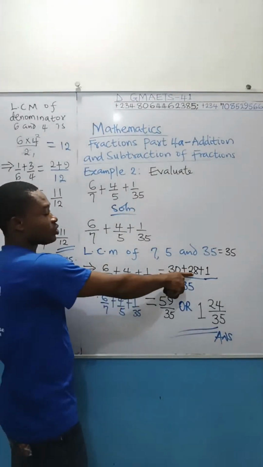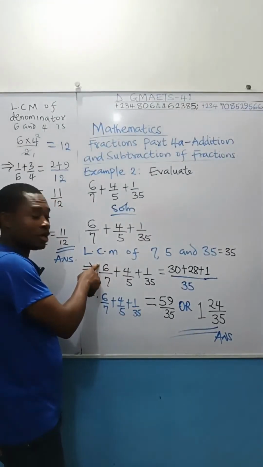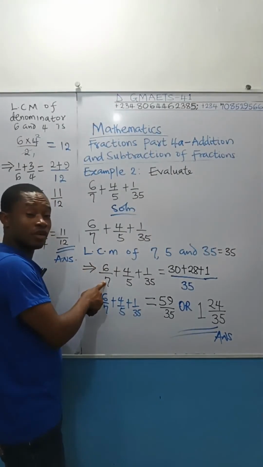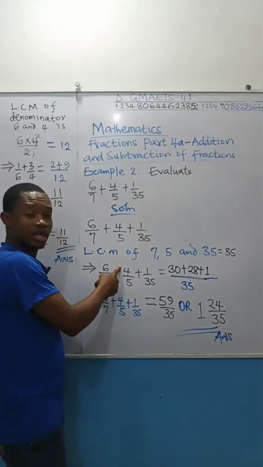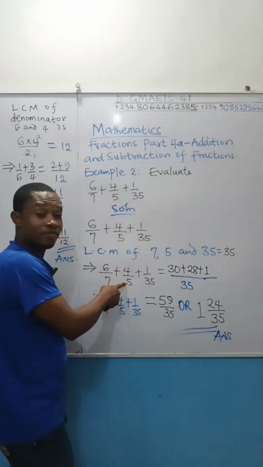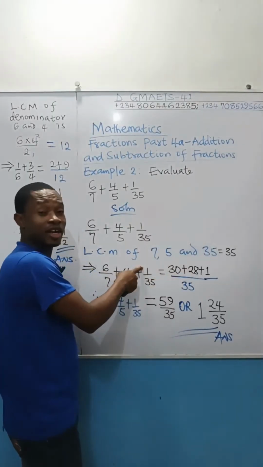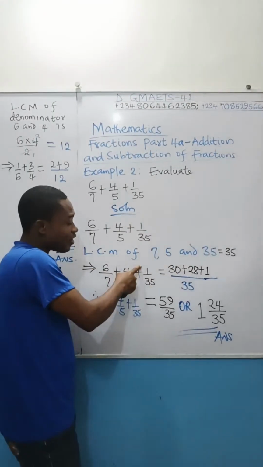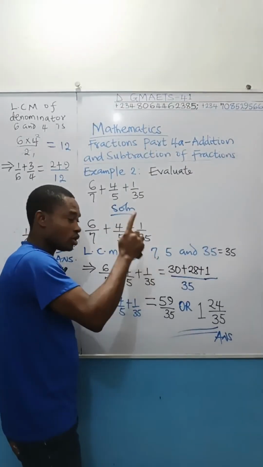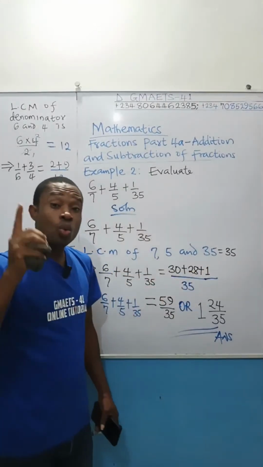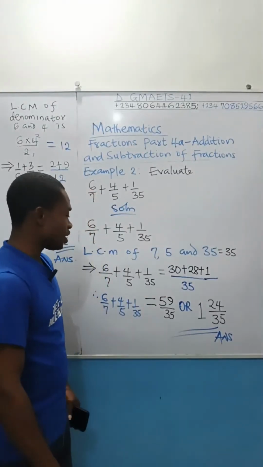Remember how I got this 30, 28, and 1? What did I do? This is the LCM, 35. I assumed it to be on top here. 35 divided by 7 will give you 5. That 5 will multiply 6, you get 30. Again, the LCM here, 35. 35 divided by 5, you get 7. 7 times 4, 28. Once again, this LCM 35, I assume it to be in the numerator. That 35 divided by this denominator 35, you get 1. 1 times 1 will give you 1. So that's another key thing you want to remember. It will be best to learn this thing in that way. I know why I'm saying that.